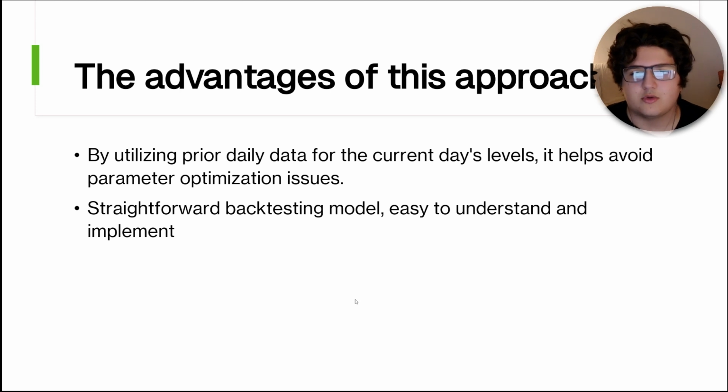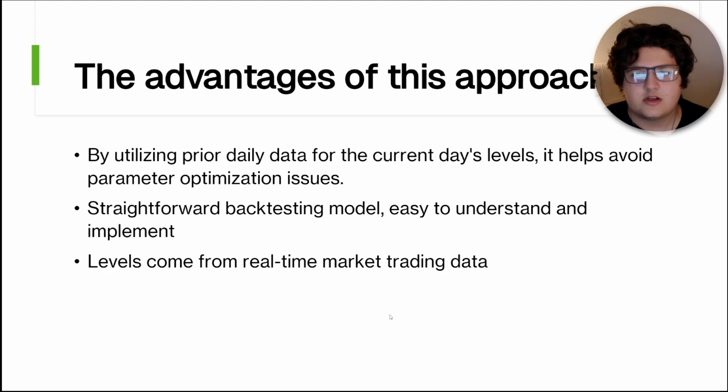Next, it's super straightforward, so it's easy to understand and easy to implement both in backtesting and in actual automation. Lastly, levels come from real-time market trading data. Now, some of you I don't think understood this when I put it on Twitter. The reason I mentioned this is quite important is that some levels can be redrawn based on whatever indicators or methods they're using, which means they're not very reliable for backtesting, because they get redrawn when you're applying new data onto them.